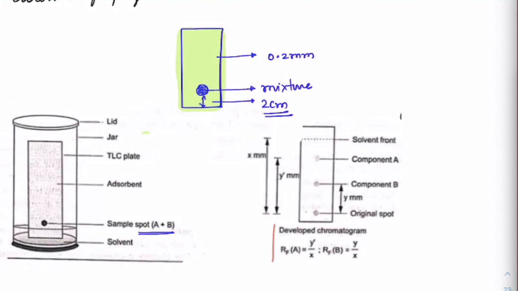Okay, and imagine from its origin place, or the original spot from where it is. If component A has reached some y dash mm and component B has moved to y mm and solvent has moved up to x mm. Got it? So using this you can easily see that A and B got separated out first of all.